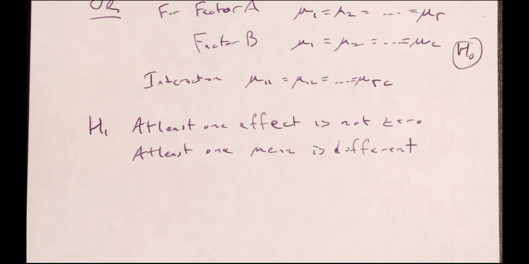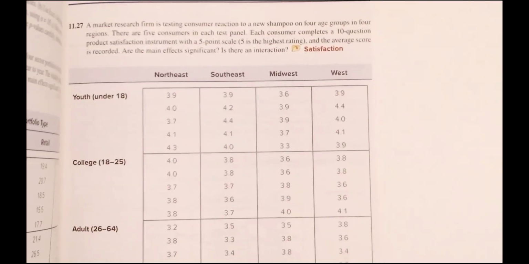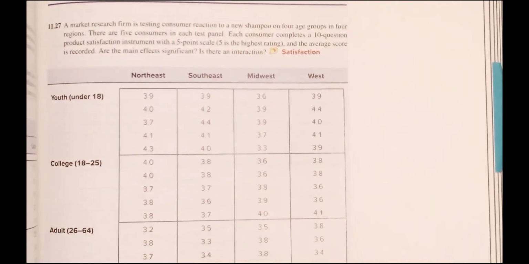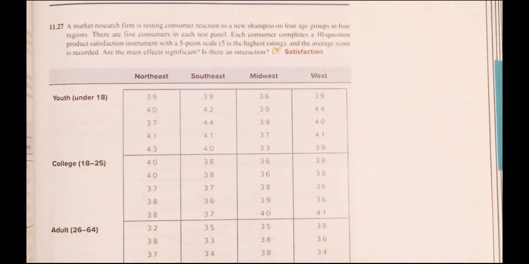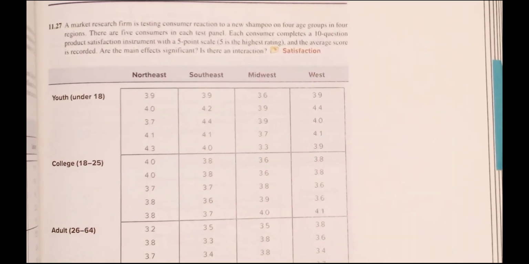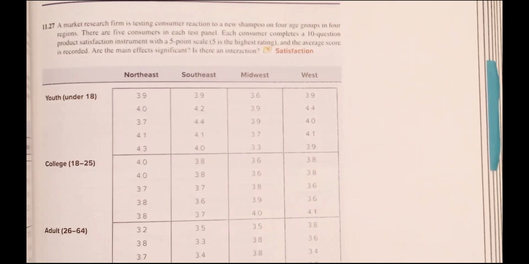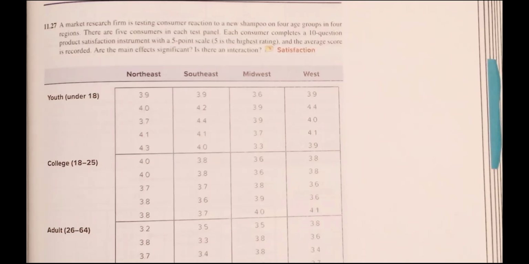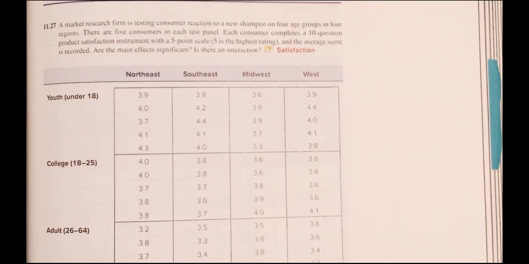Okay. Here's another one. Market research firm puts out a new shampoo. We have 4 age groups: youth, college, adult, senior, in 4 different regions of the country. And we ask customer satisfaction surveys. Does your customer satisfaction depend on where you live or how old you are for this shampoo?